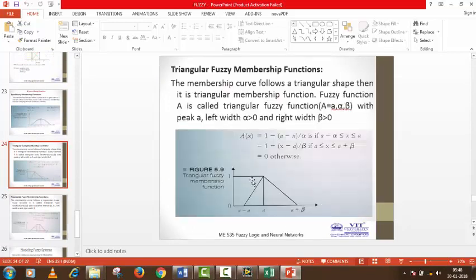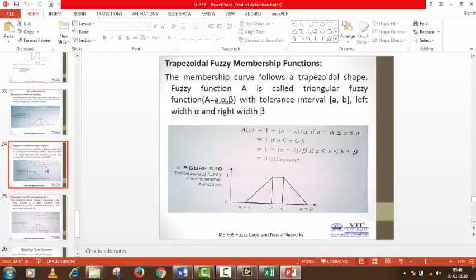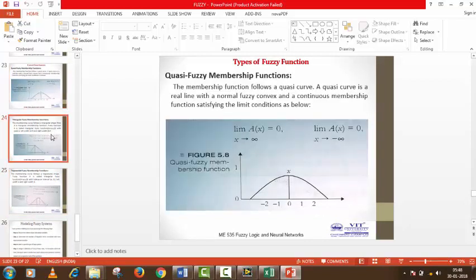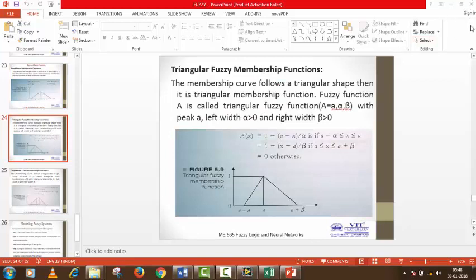This is a triangle membership function. What happens? We are at the minimum value, then another the medium value, the middle value, and the maximum value. In parallel we also have a trapezoidal membership function. Triangle membership function is there, then trapezoidal membership function is there, and cosine membership function is there. But we are going to see only the triangle membership function.